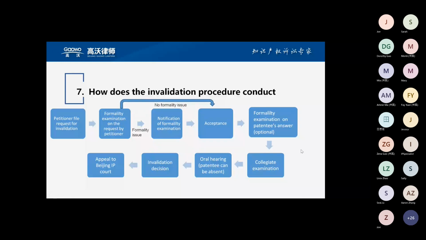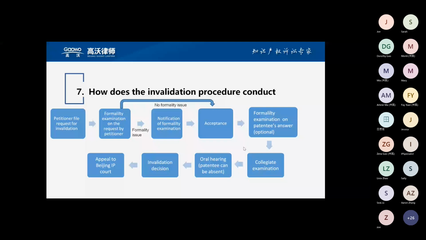So after the collegiate examination, the panel will check the scope. That means they will check whether the petitioner intends to invalidate all the claims or some of the claims. They will also check the causes. They will also check the evidence. After the collegiate examination, they will issue a notification of the oral hearing to both parties. The oral hearing generally will be conducted during the invalidation procedure.